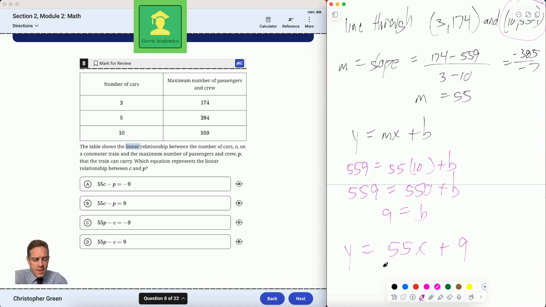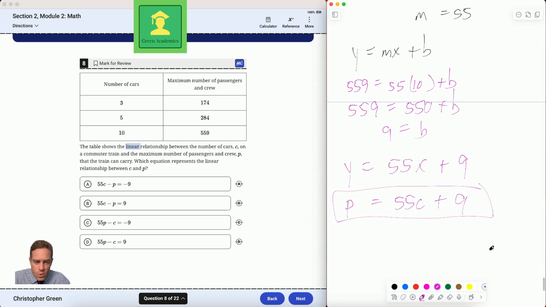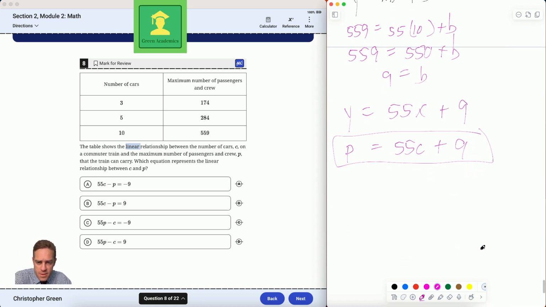Now, of course, they don't write it that way. The way that I wrote it, y was max number of passengers and crew, which they define as P as in Paul. And in mine, x was number of cars, which they use C as in cat. So this is actually this. And now which way did they write that? You could get to here and still mess this up. You could have written it as P minus 55C equals 9. Do they write it like that?